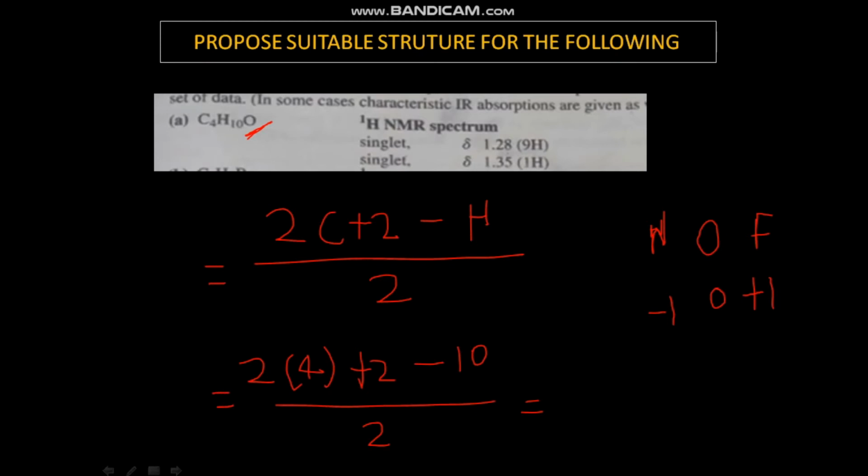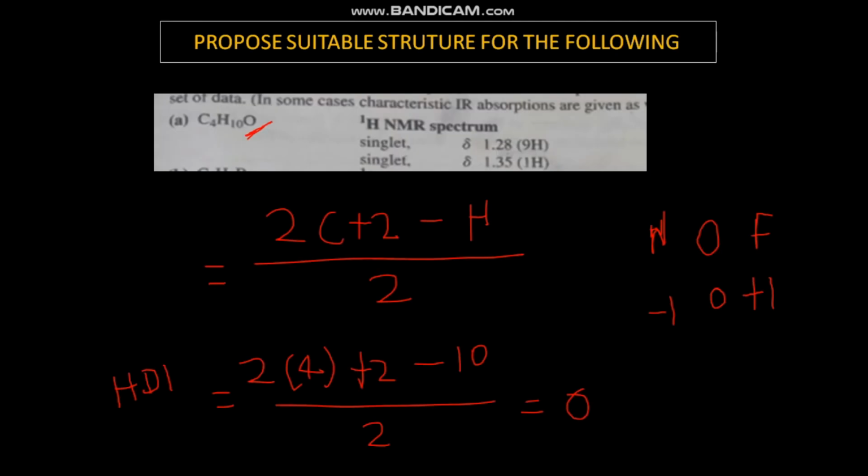Now luckily our molecule contains the heteroatom oxygen, therefore we need not do any correction, so we simply add the value. So according to the hydrogen deficiency index, the overall value is 4 into 2, 8, plus 2, 10, minus 10, 0. So what does it signify? It tells that there is no ring or double bond present. That is what it means.